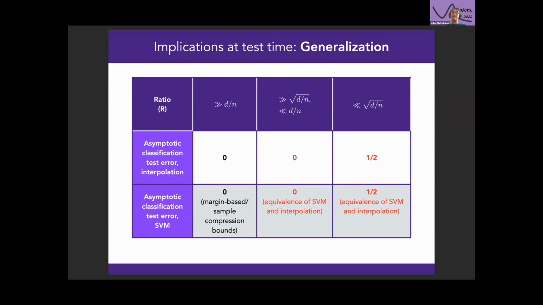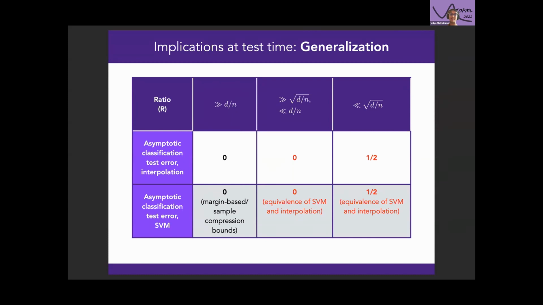I'll also make a final comment about these results. If you look at the case where regression does generalize, which is the case where the ratio of the two levels grows much faster than d over n, one can get good generalization bounds for the SVM using bounds based on the training data margin, or alternatively sample compression bounds where the number of support vectors is relatively small. However, it turns out that these bounds do not predict the good generalization for the situation in the middle. So they cannot explain this good performance that we actually get in the middle.